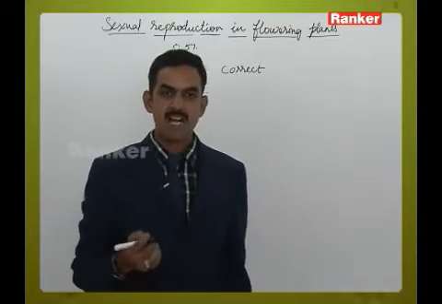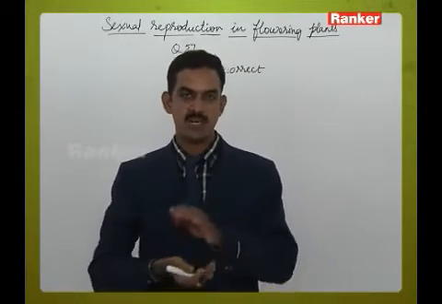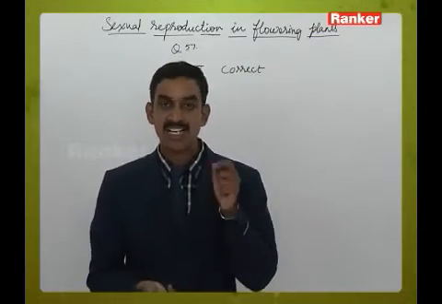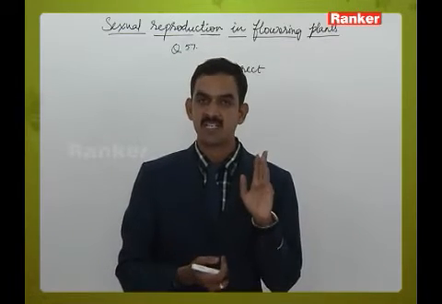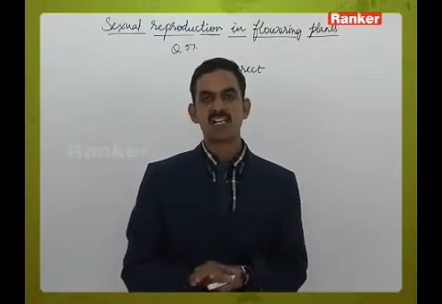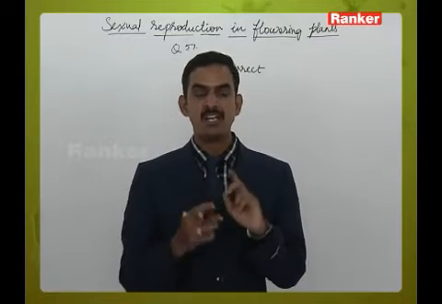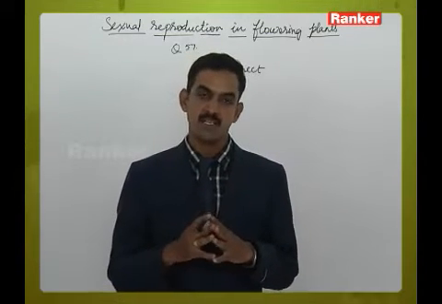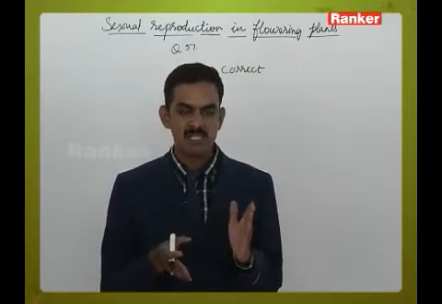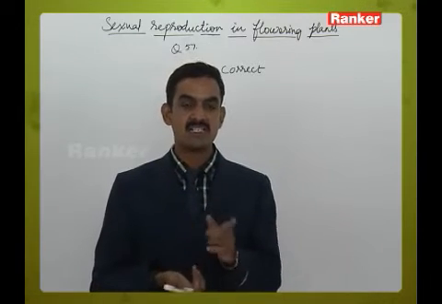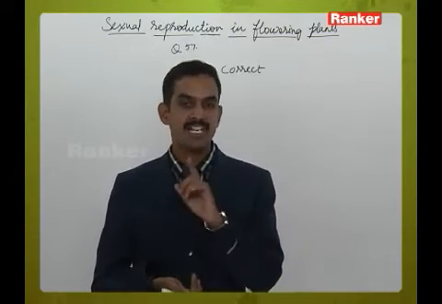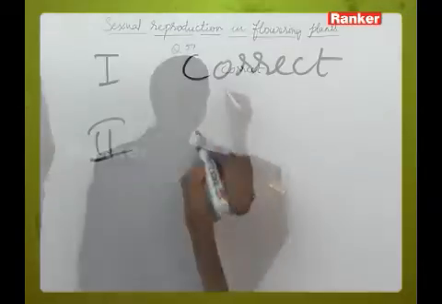Second one, egg apparatus, synergids and antipodals. Inside the embryo sac, the egg apparatus is present towards the micropylar region, which contains 3 cells. Out of the 3 cells, the central large cell is called the egg cell, and on either side 2 synergids are present. That means it contains 2 types of cells, 1 egg cell and 2 synergids, but in the given option synergids and antipodals are given. So antipodals is incorrect.